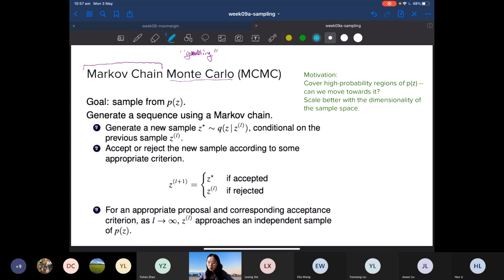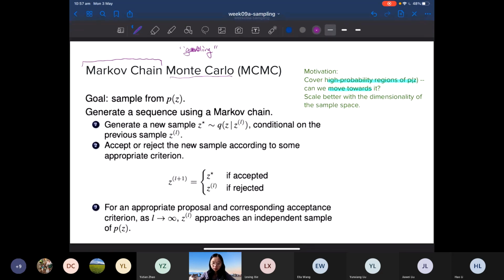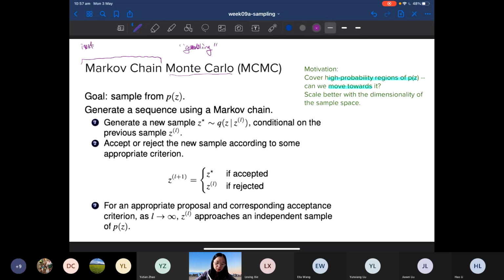The intuition is that we want to move towards high probability regions of P of Z. So instead of relying on some IID samples from Q of Z, we want to find a better value of Z in probability based on where we are. We also hope that this new class of approach will scale better with the dimensionality of the sample space, if our goal is to sample from P of Z with some Z in R^D.